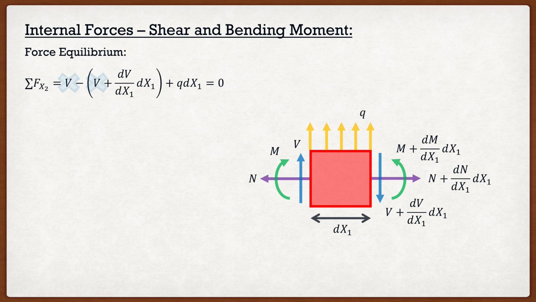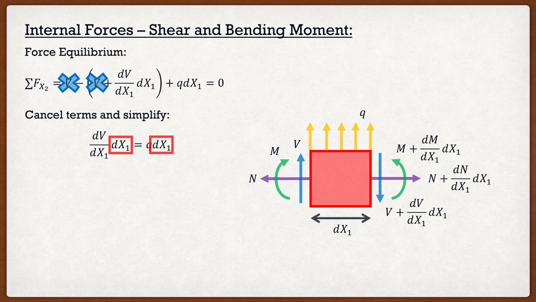Now it's very easy to see that those V's cancel out, therefore we can cancel the terms and simplify the equation as follows. From here it gets even nicer because on both sides we have a dx1 term, so I'm going to divide both sides by dx1, and we get the very nice relationship where our distributed load q is equal to the change in shear with respect to x1. x1, as we're going to see, is going to be over the horizontal length of the beam. And that's going to be our first relationship.